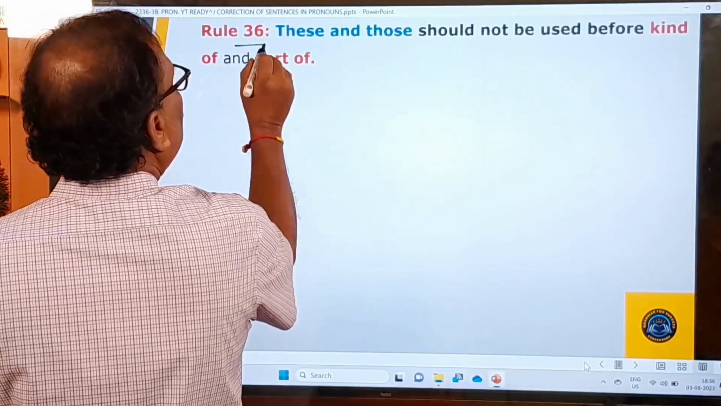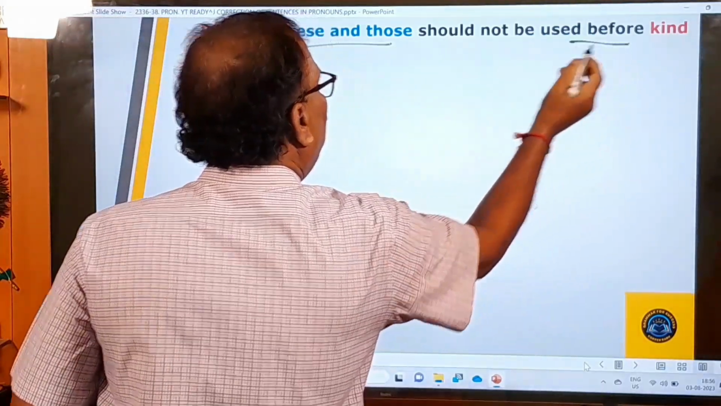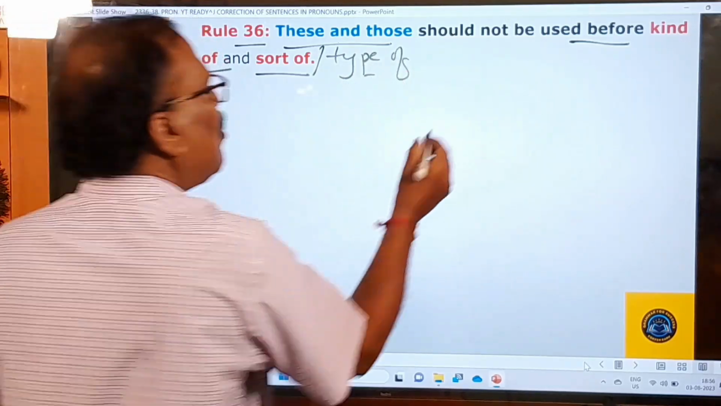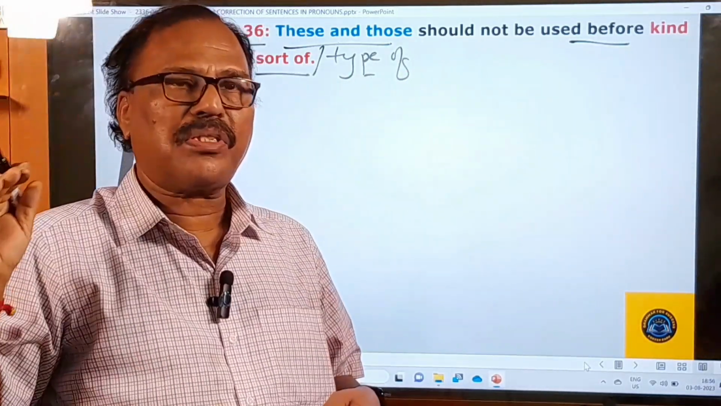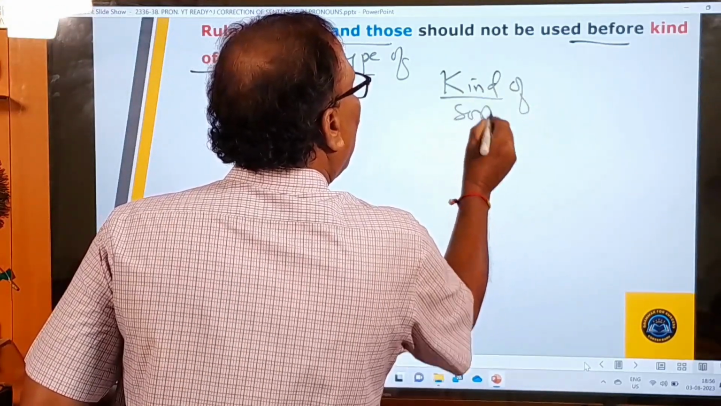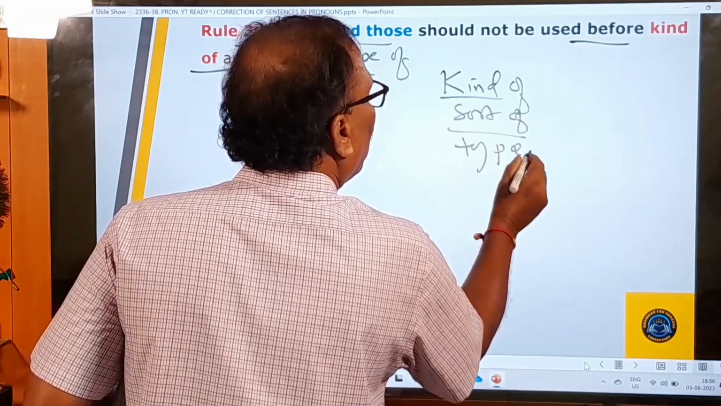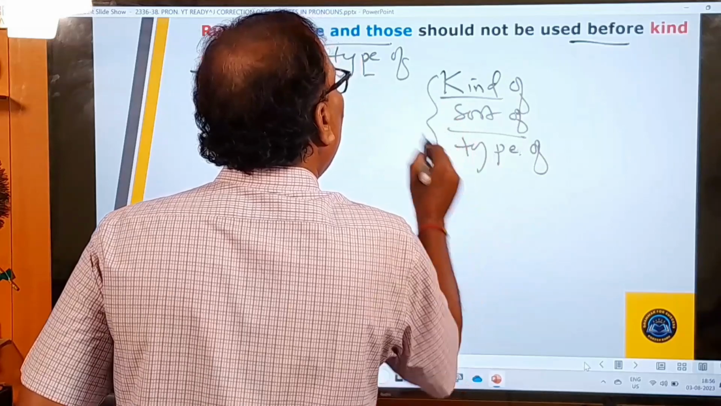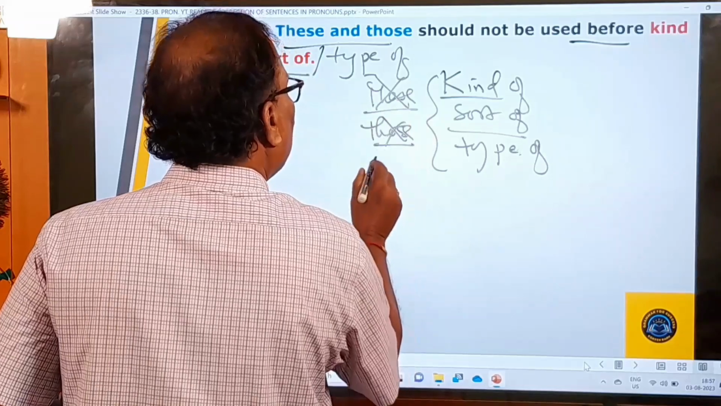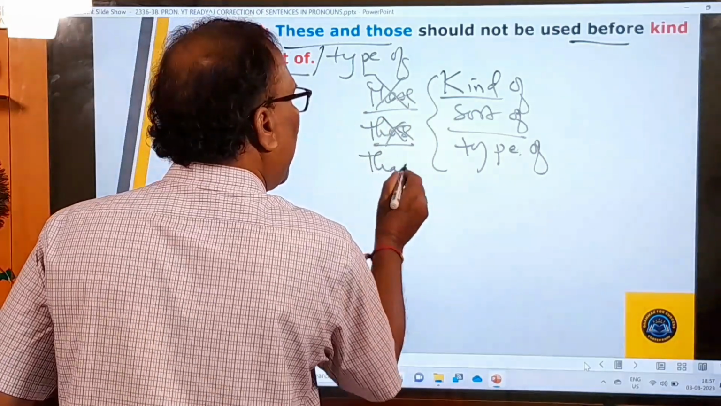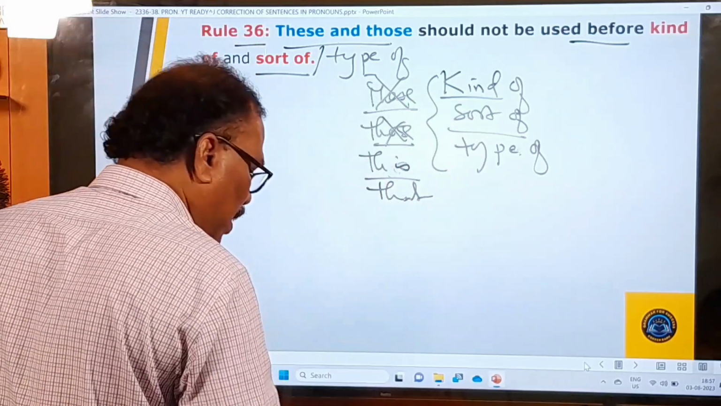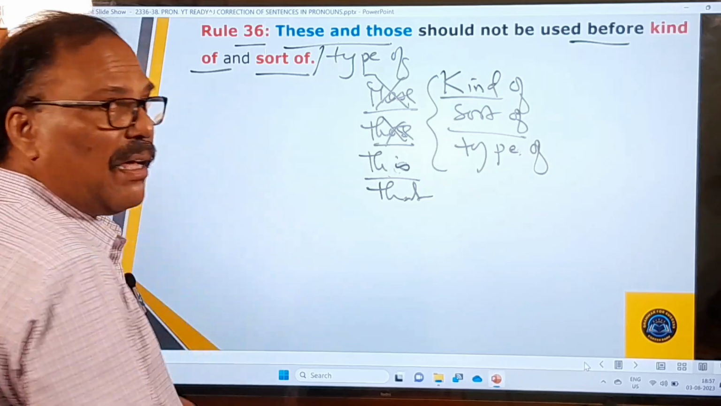Let's go to the last rule. Rule number 36: these and those should not be used before kind of, sort of, or type of. Let me write here to make you understand. Kind of, sort of, type of. Before them you should not use these or those. What should you use then? This or that. You have to use only this or that before them, but not these or those. Let us see in the examples how we should and should not use them.